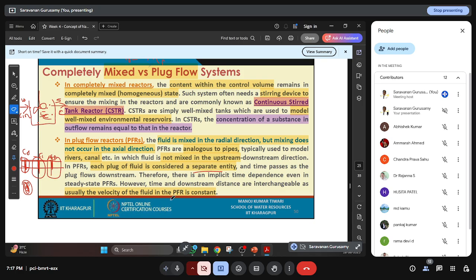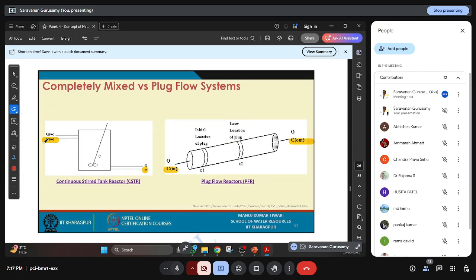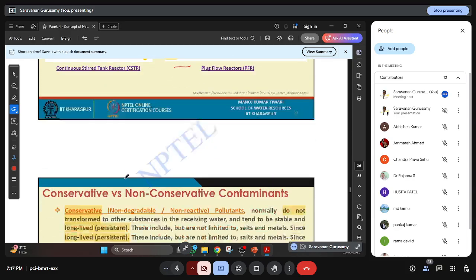Okay. Usually the velocity of the fluid in the plug flow is constant. See, whatever the concentration coming in, 10 is coming in. After mixing, it will become 5. 5 is going out. But that is a completely mixed tank reactor. In a plug flow reactor, 10 is coming in. After some time, longitudinally, it is degrading: 8, 9, 8, 7, 6. Going out is 5. So radially it's mixing, but longitudinally it's not mixing.